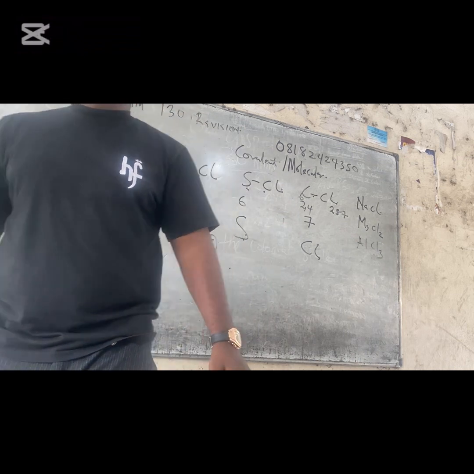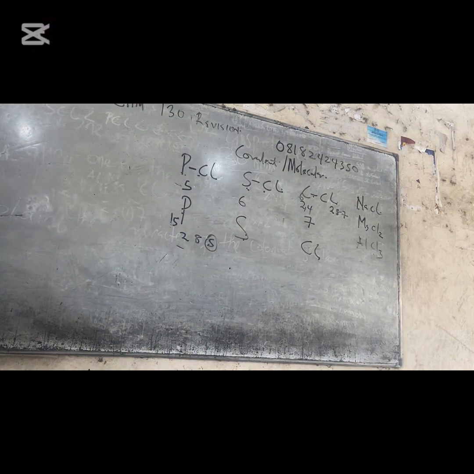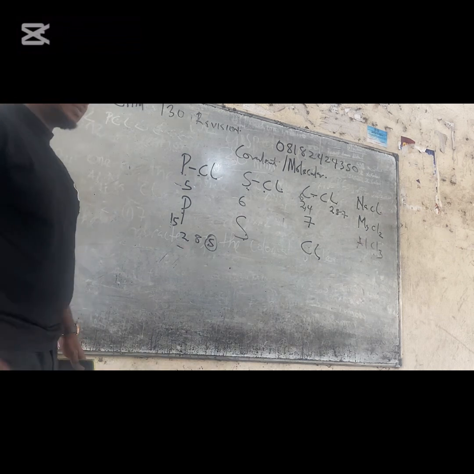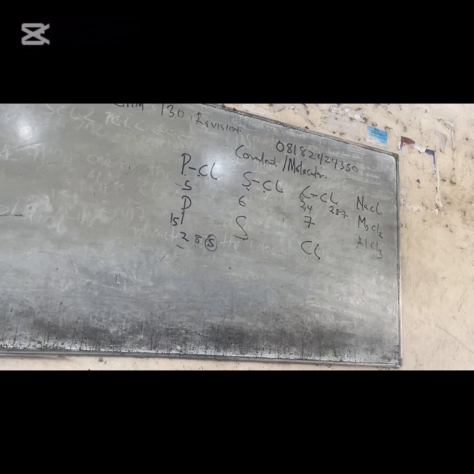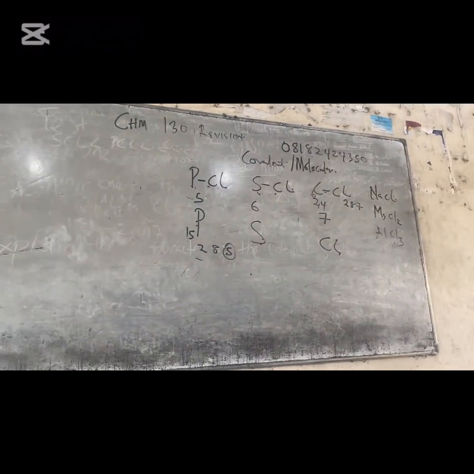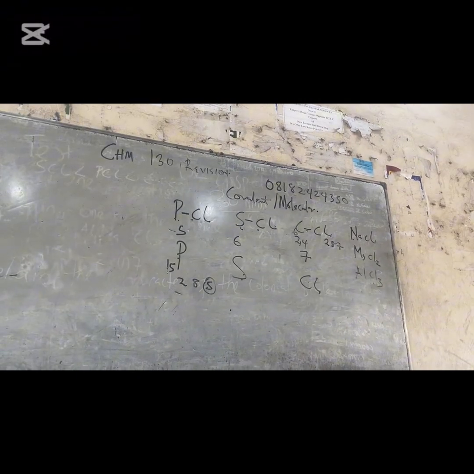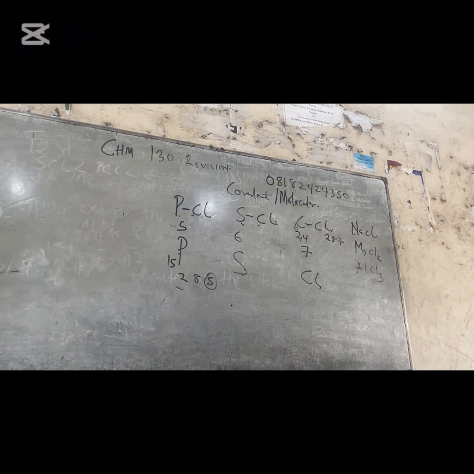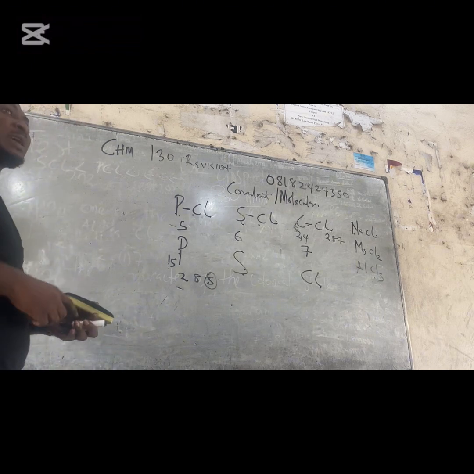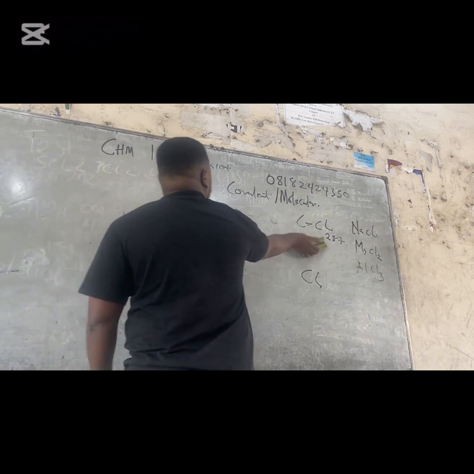Step 1, determine the total number of valence electrons. Step 1, determine the total number of what? Step 2, determine the central atom. Step 2, determine the central atom. Step 2, determine the what? Step 2, determine the central atom.